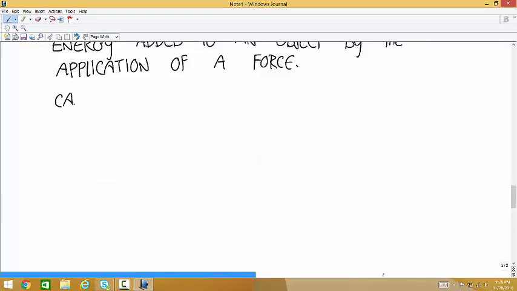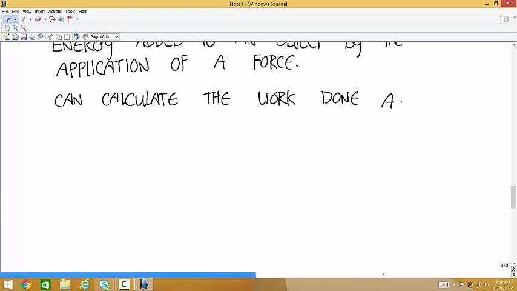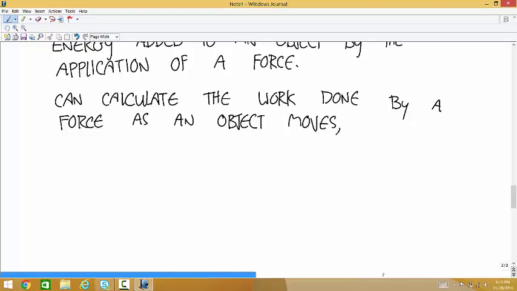And for us, we can calculate the work done. Sorry, let me change this. You can calculate the work done. Let me change it one more time. You can calculate the work done by a force as an object moves, if the force remains constant.